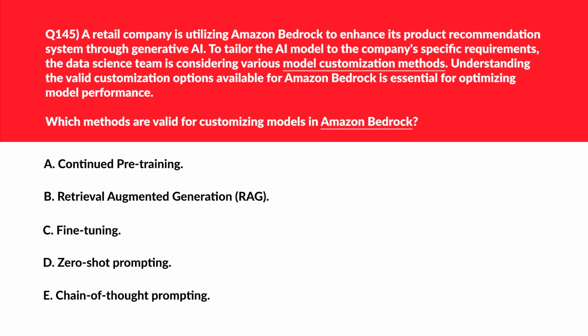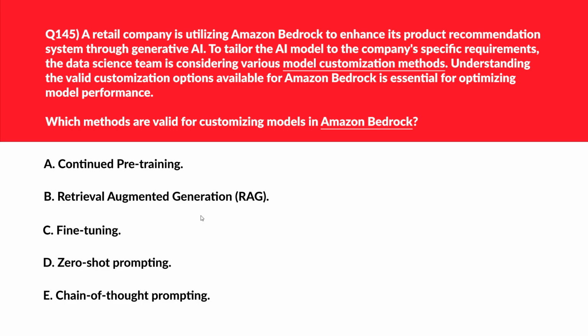All right, now let's look at this question. We'll look at option A first. A says continued pre-training. Continued pre-training involves further training the model on a specific data set to adapt it more closely to the company's needs. Let's park this, because just by looking at the option structure, we need two correct answers. Let's move to option B. B says retrieval augmented generation, also known as RAG. RAG is a technique that combines retrieval and generation, as the name suggests, and is not a method for directly customizing model parameters.